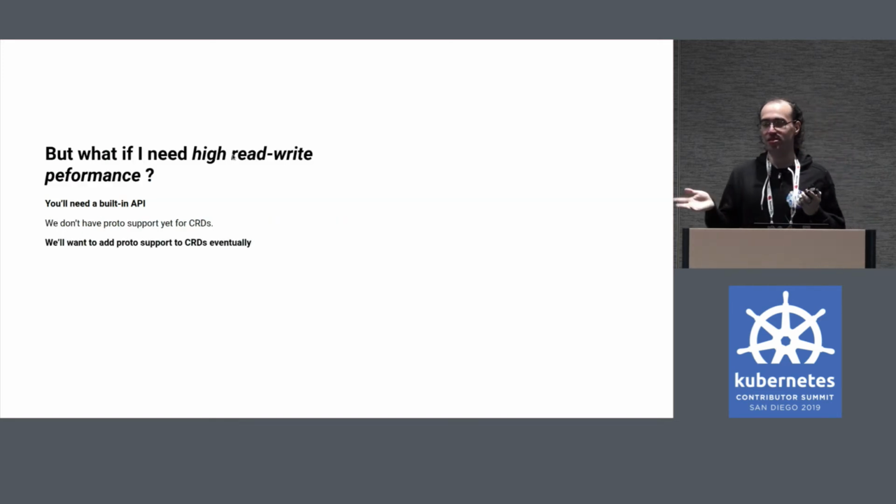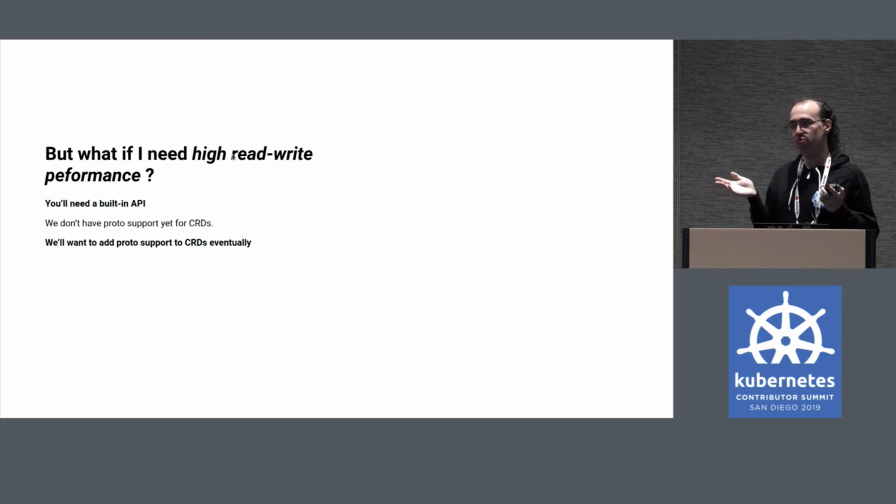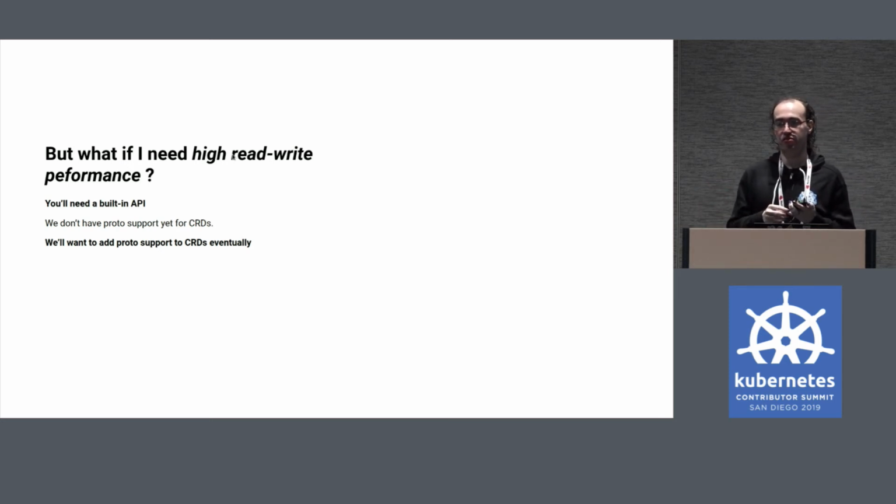So here's another one where we actually need to fall back to a built-in API: high read-write performance. This came up recently in the review for a type called EndpointSlice, which is a KEP about reworking the way endpoints work in Kubernetes. If you need to read and write a lot of objects really quickly, you're probably going to need a built-in API because we don't have protobuf support.